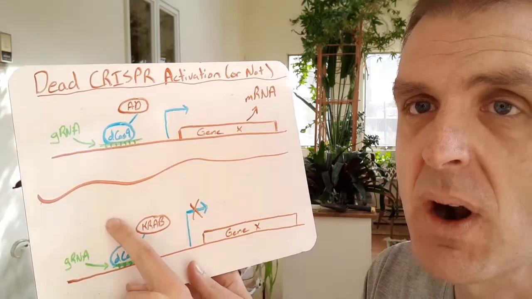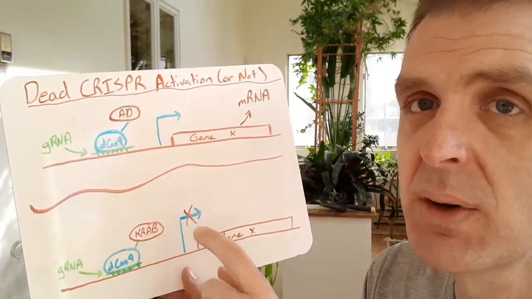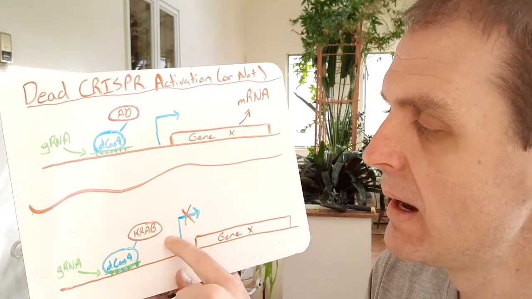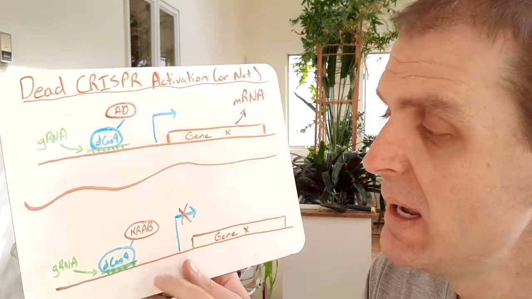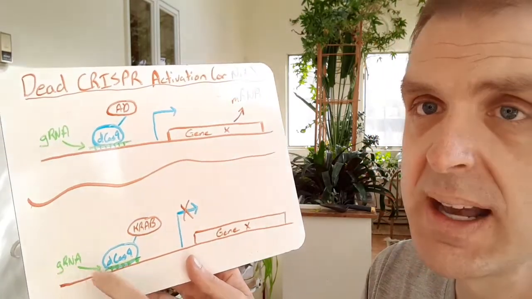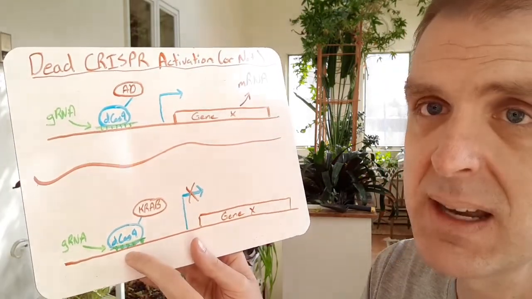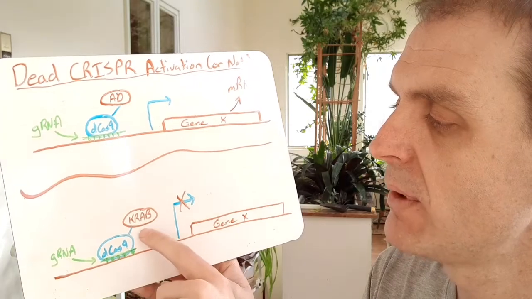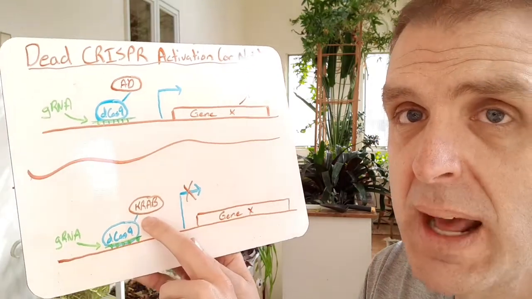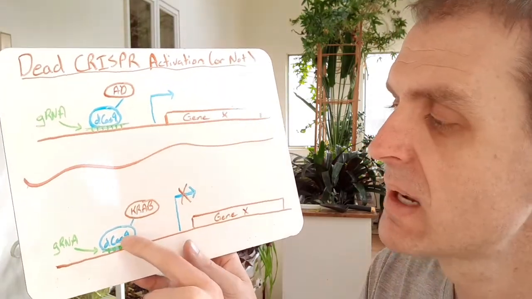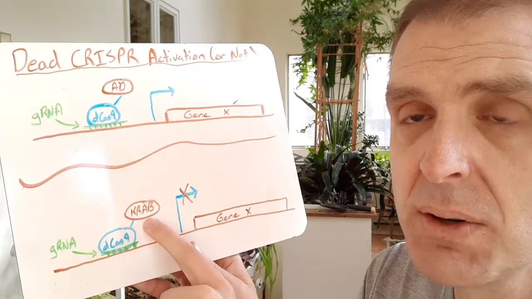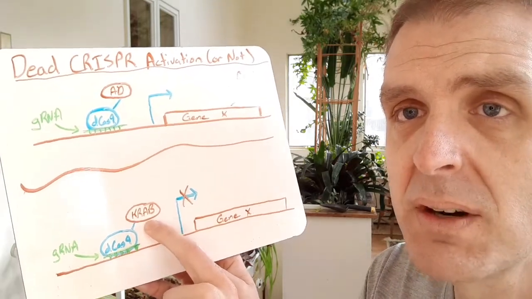This is going to be CRISPR-I. I meant to write that on here, but CRISPR lowercase i for CRISPR inhibition. And again, we've got a guide RNA. It's causing this Cas9 to bind to the same site of DNA. However, instead of being fused to an activation domain, this Cas9 is fused to a suppressor domain.